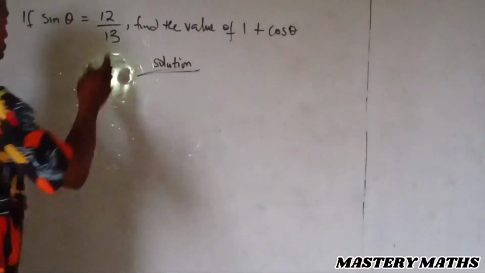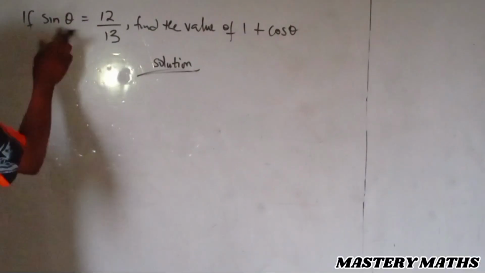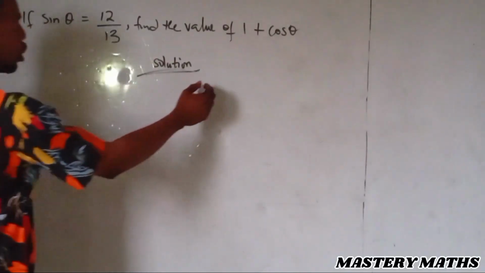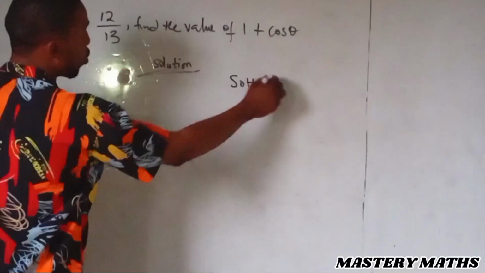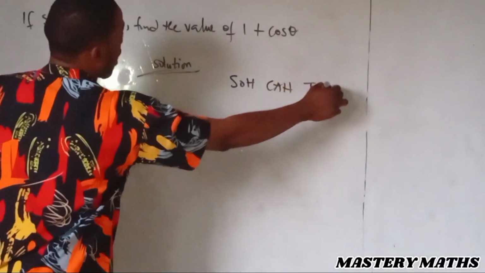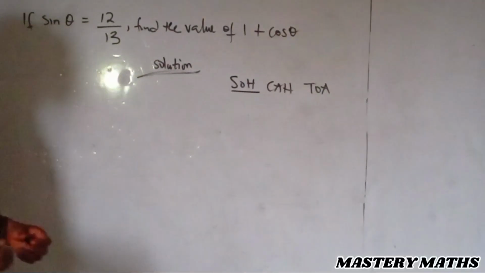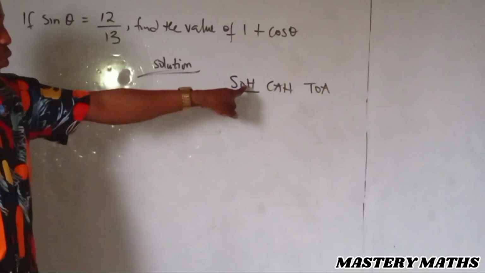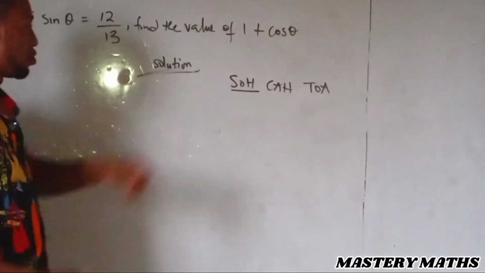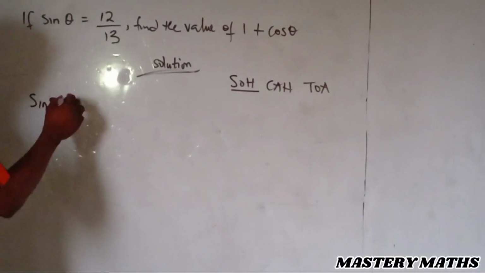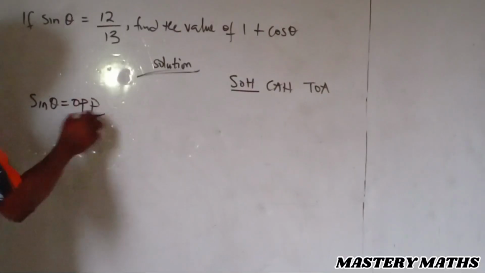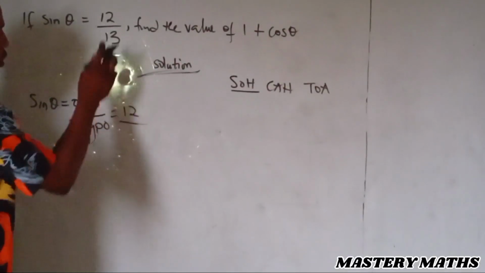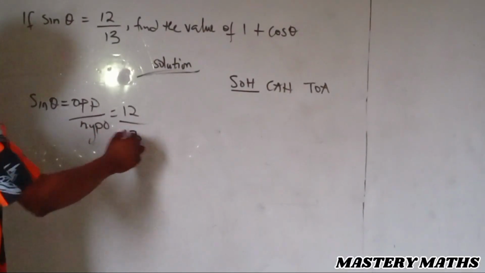Now, first of all, sine theta. What do we mean by sine theta? Because we are using SOHCAHTOA, SOH means sine equals opposite over hypotenuse. So we have sine theta is equal to opposite over hypotenuse. And the opposite is 12, while the hypotenuse is 13.